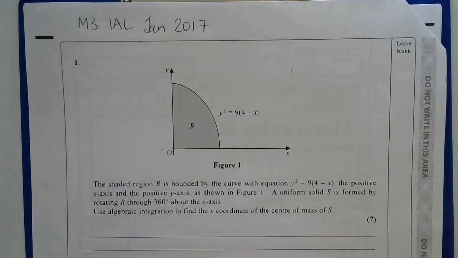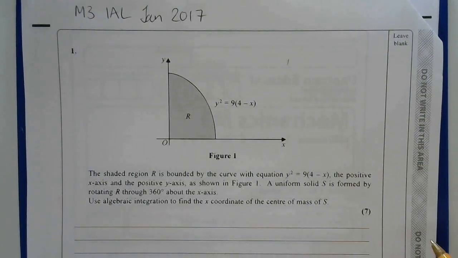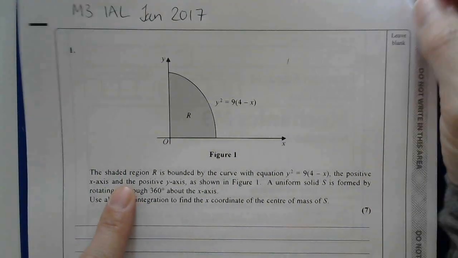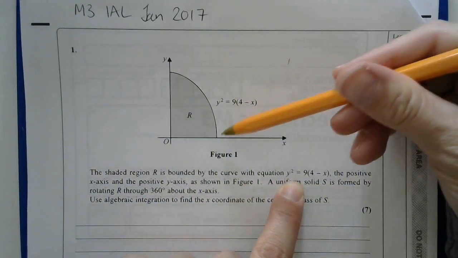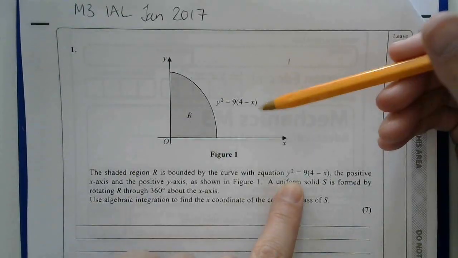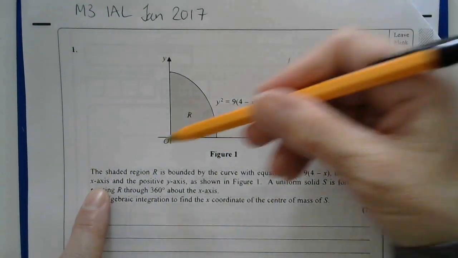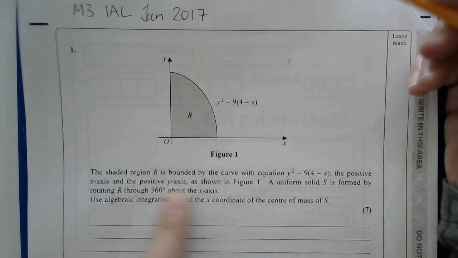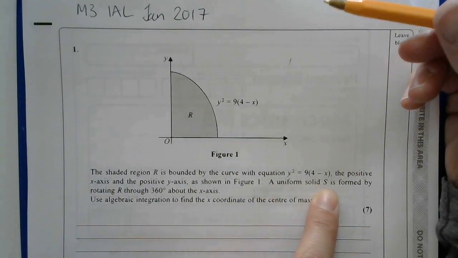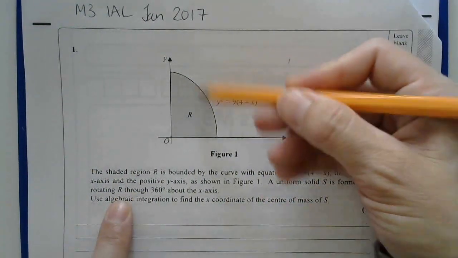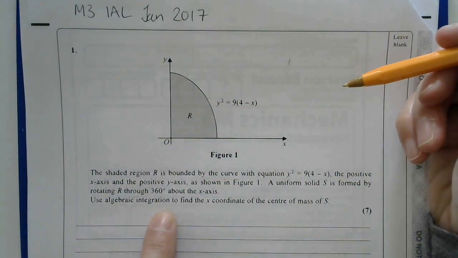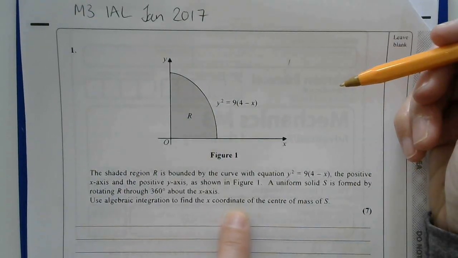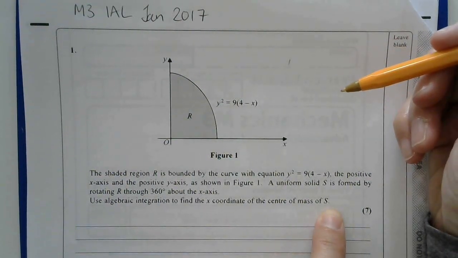Hello, so today I'm looking at M3 International A-Level, January 2017. This is question 1. I have a shaded region R bounded by the curve with equation y squared equals 9(4 minus x), the positive x-axis and the positive y-axis as shown in figure 1. A uniform solid S is formed by rotating R 360 degrees around the x-axis. Use algebraic integration to find the x-coordinate of the centre of mass of S.